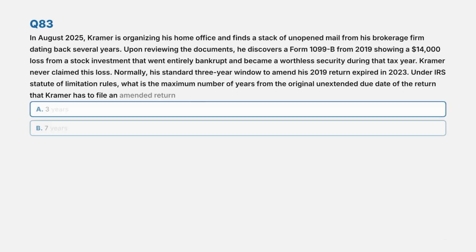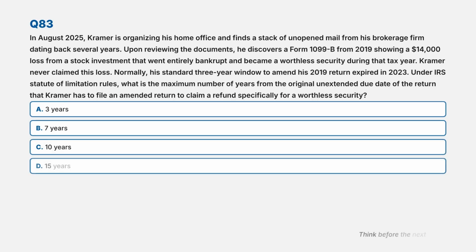Question 83. Here's the scenario. In August 2025, Kramer is organizing his home office and finds a stack of unopened mail from his brokerage firm dating back several years. Upon reviewing the documents, he discovers a Form 1099-B from 2019 showing a $14,000 loss from a stock investment that went entirely bankrupt and became a worthless security during that tax year. Kramer never claimed this loss.